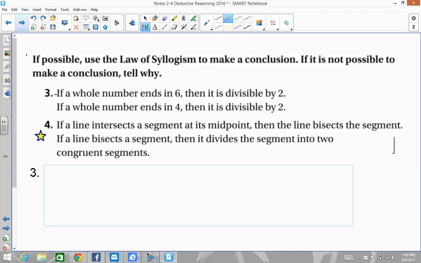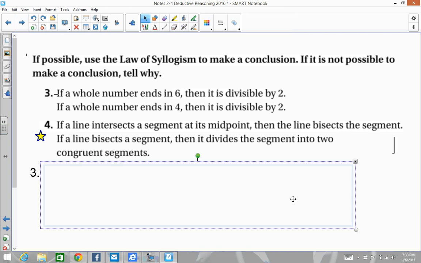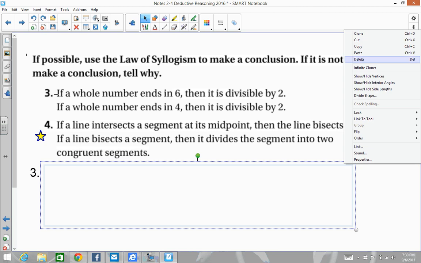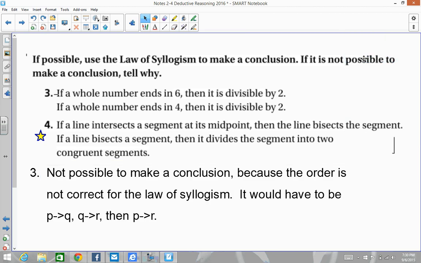Okay, law of syllogism. So if a whole number ends in 6, then it's divisible by 2. If a whole number ends in 4, then it's divisible by 2. So the conclusion should be none. It's not possible to make a conclusion because the order is not correct for the law of syllogism. It would have to be P, Q, Q, R, P, R. And they're both ending in that exact same little divisible by 2. So there's no true connection there.